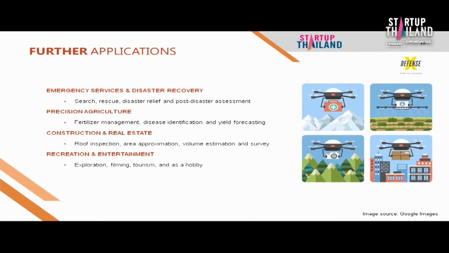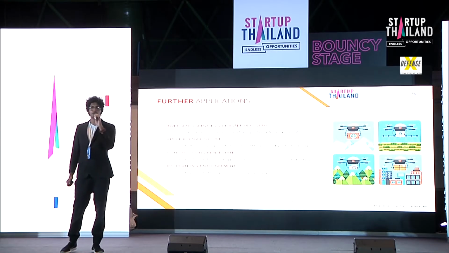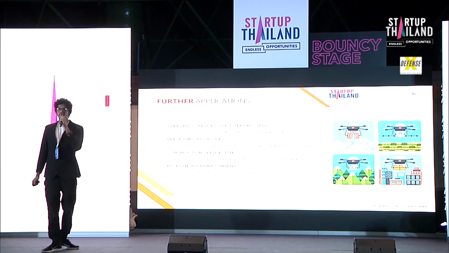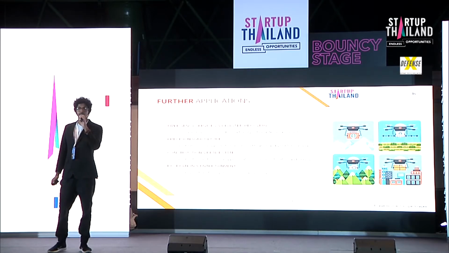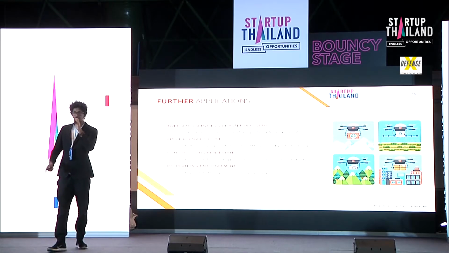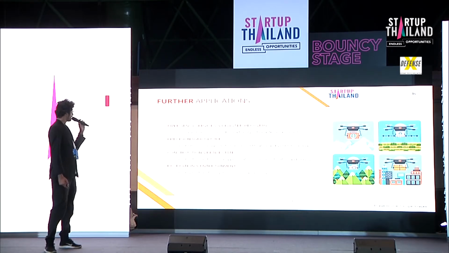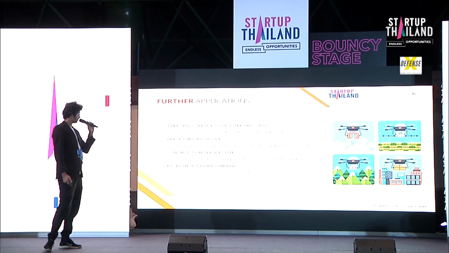Prominent applications other than these three are disaster management situations, where you can deliver medical products in a much faster way, and also precision agriculture, which is pretty big, and my colleague will soon be explaining it. There, we are able to do pest management and nutrient variation monitoring. Another industry is construction and real estate. They use drones for roof inspection and area approximation, and also if you are a hobbyist, you can fly drones around taking pictures everywhere.